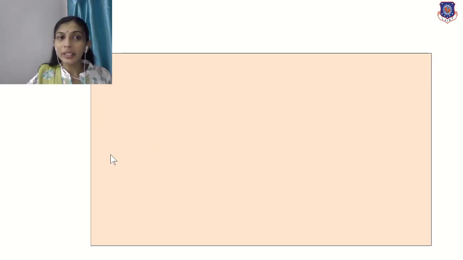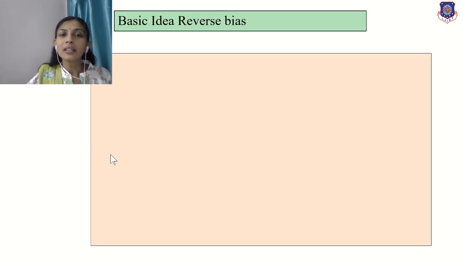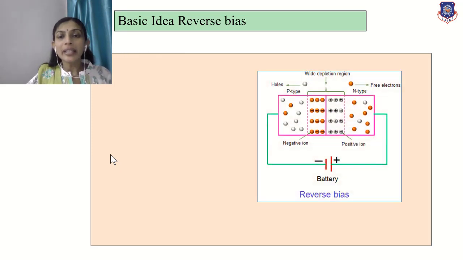Now, dear students, let's continue with the second type of bias, that is the reverse bias. In the diagram of the PN junction, the most important thing is the connection of the battery. In reverse bias, the battery connection will be reversed. That means P-type material is connected with the negative battery terminal, and N-type semiconductor material is connected with the positive battery terminal. So this is the battery connection of reverse bias. P is connected with minus and N is connected with the plus battery terminal.